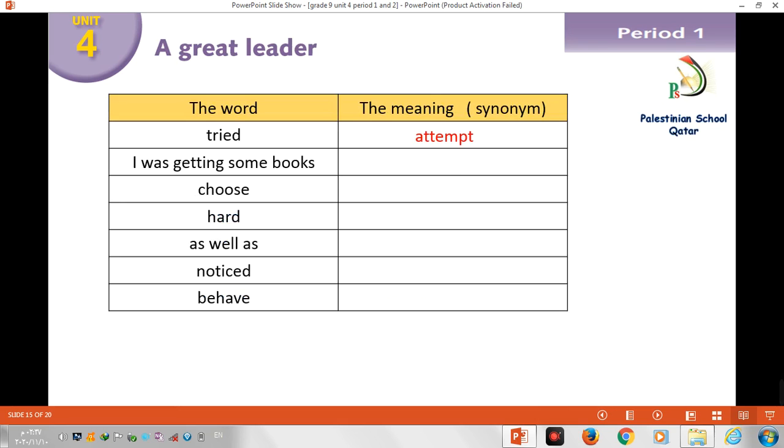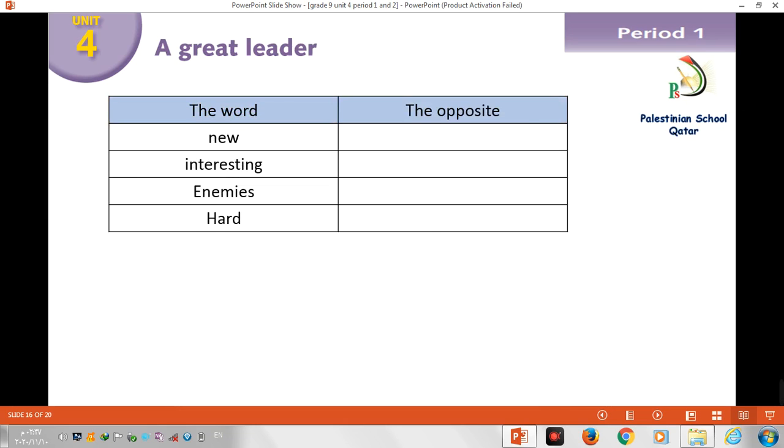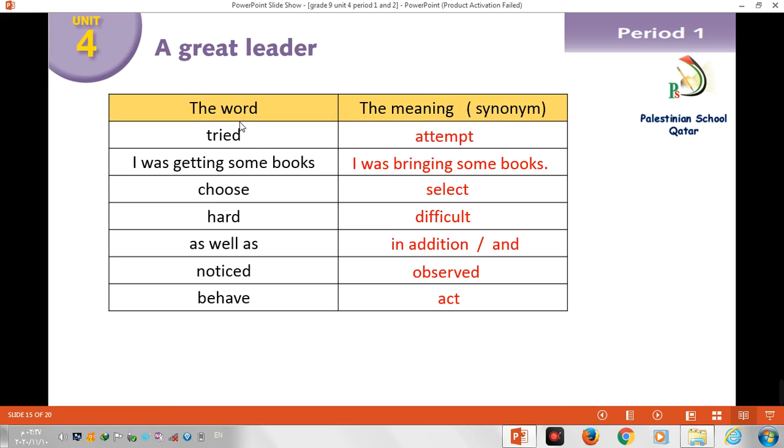here we want to get the opposite or the synonym of these words, and the opposites you can find here. Tried, the synonym is attempt. I was getting some books, it means I was bringing some books. Choose has the same meaning as select. Hard, difficult, as well as in addition or and. Here also we have noticed, observed, behave, act.